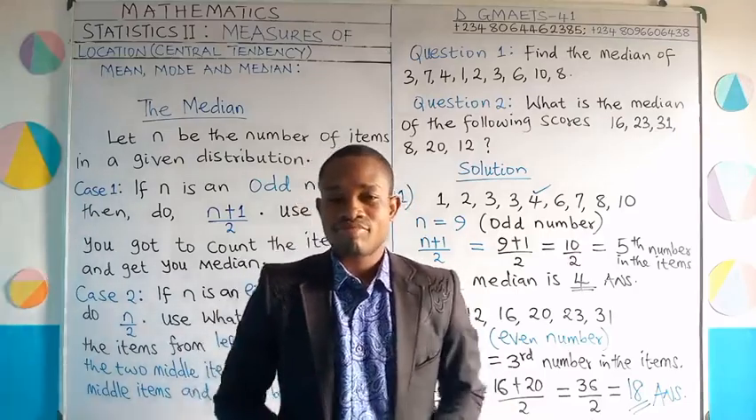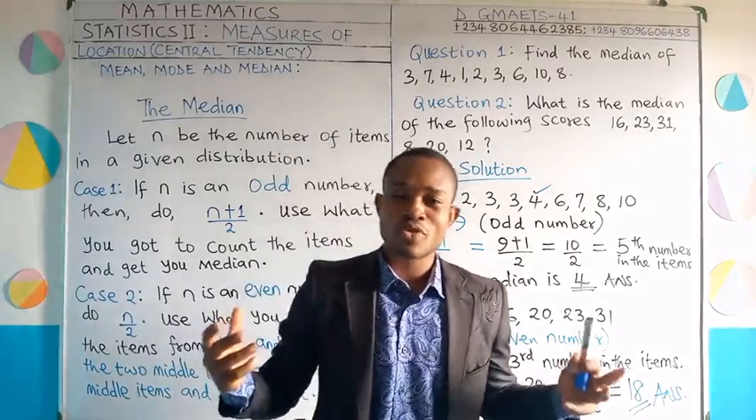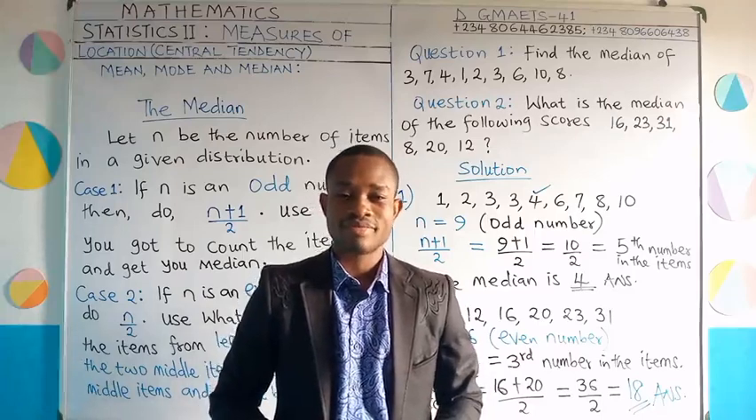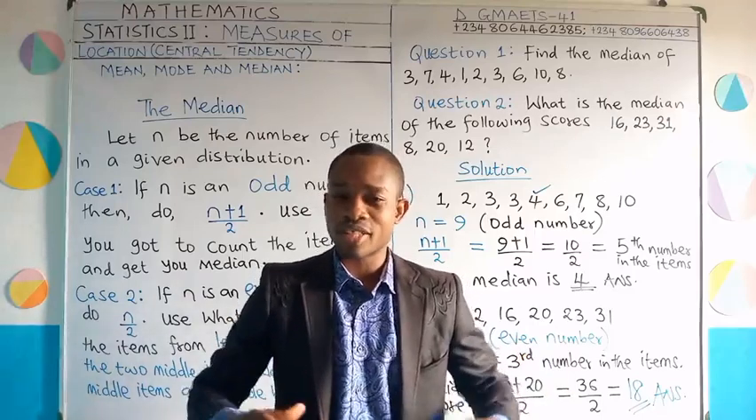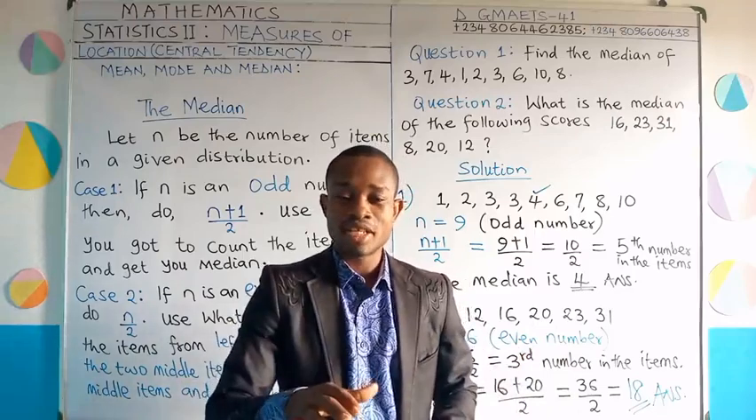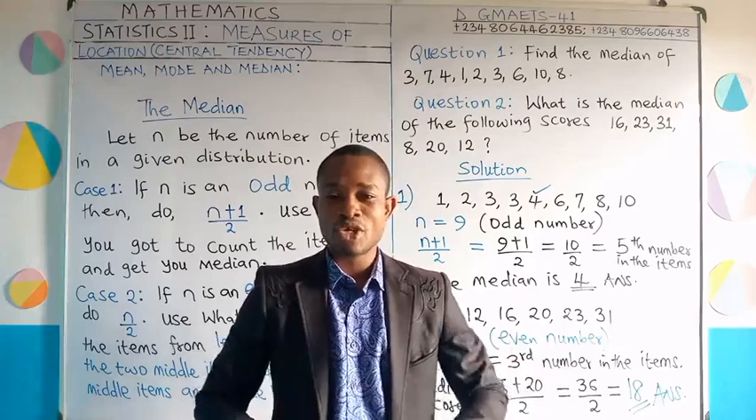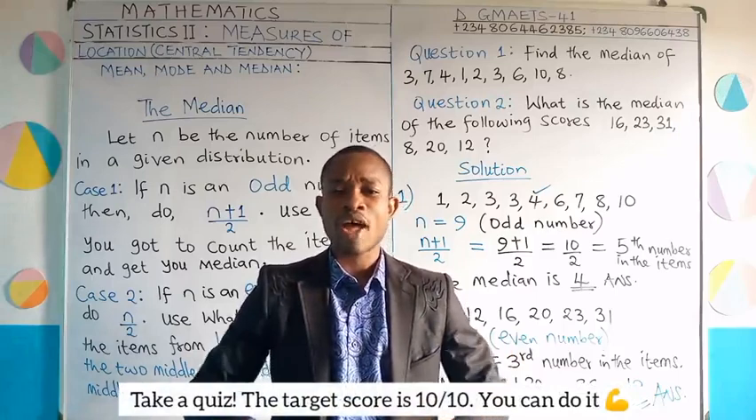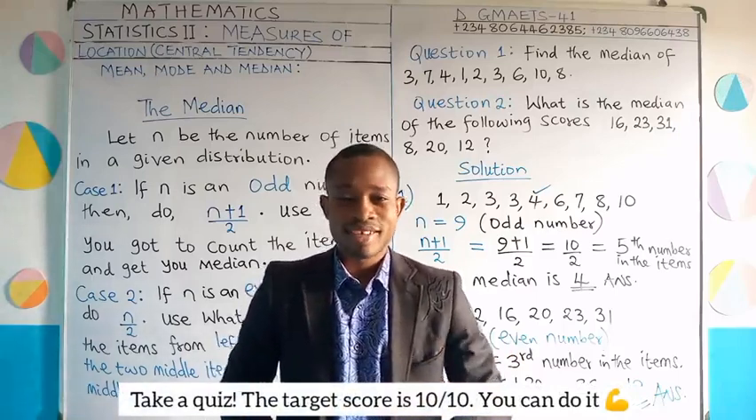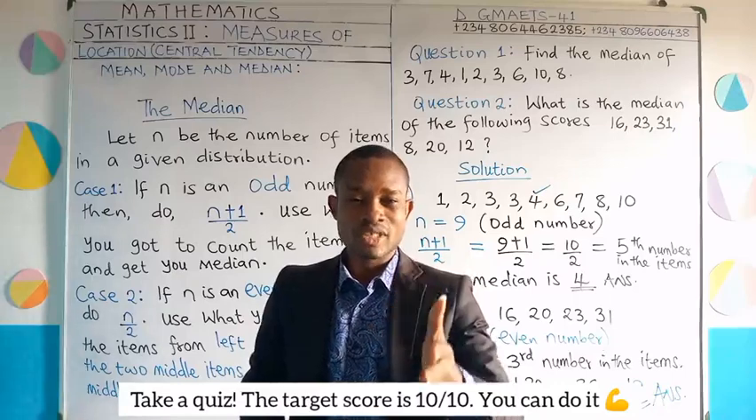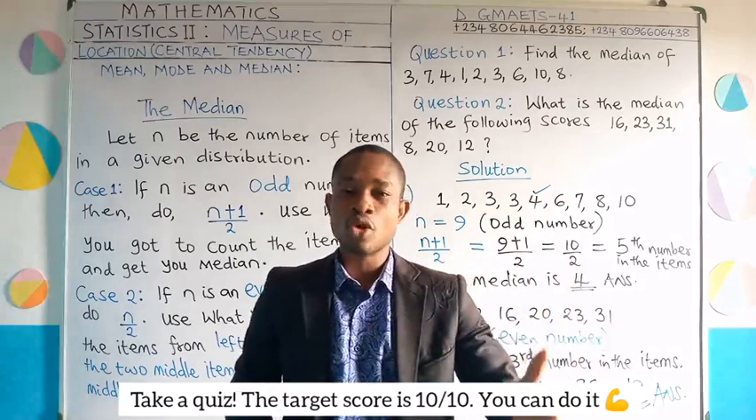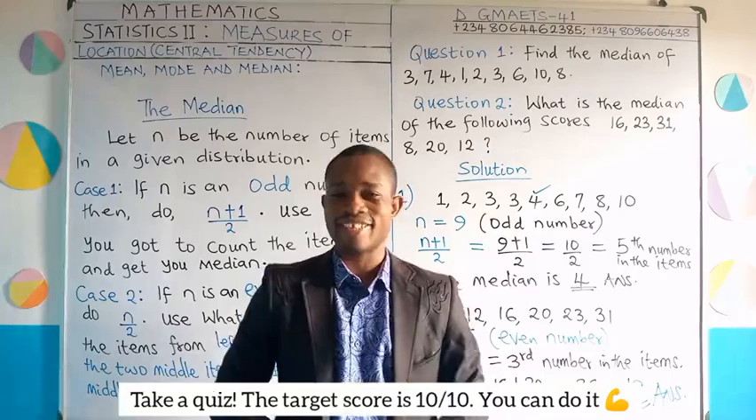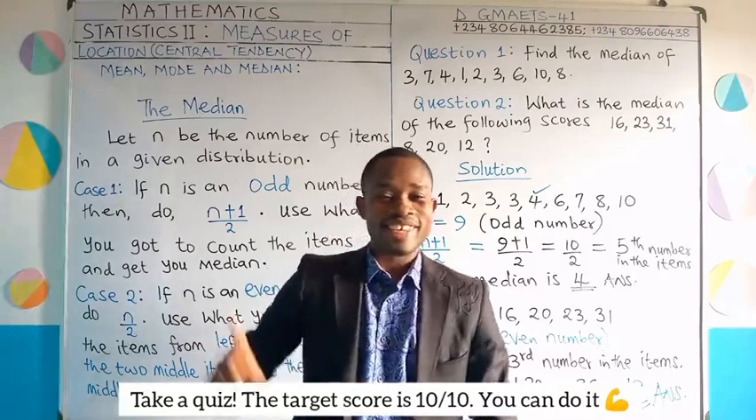Alright, if you have any question based on what you've learned so far, you can send your questions across. Do you think you understand all that has been taught so far in this topic? Then below this video, you have a quiz to take. Try yourself out. There are 10 questions. Remember the target score. You are expected to score 10 over 10. That shows that you understand very well and you have perfected this topic.